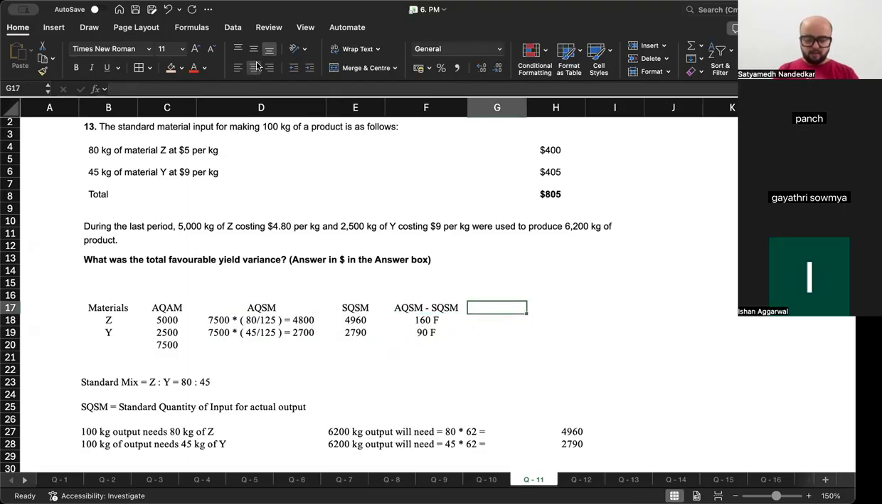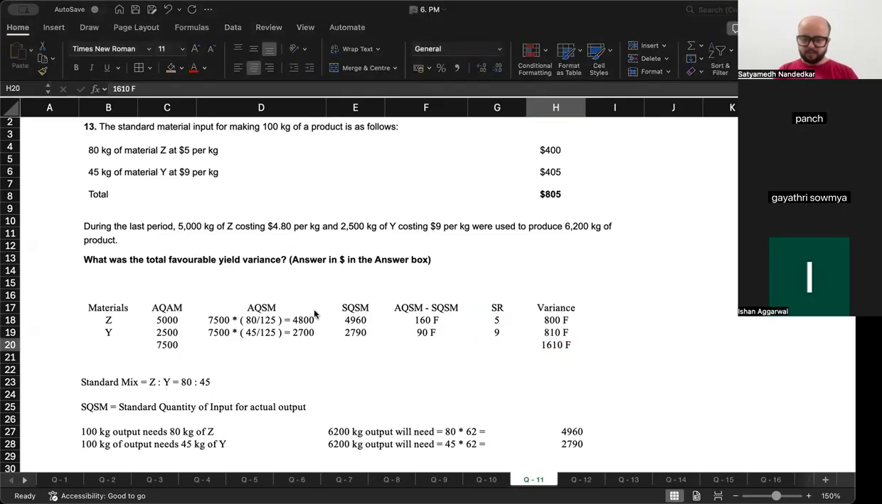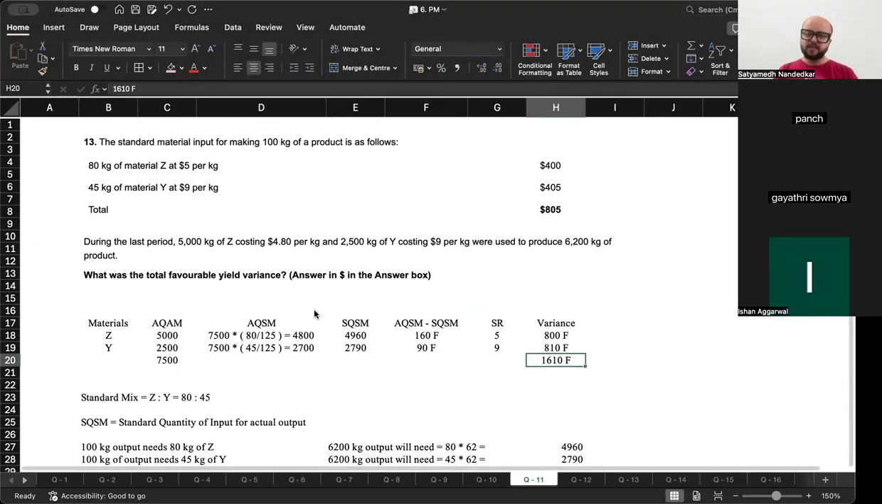Okay, and what is the variance then? For variance you will also need the standard rate. This is 5 and this is 9. How will your variance come? Your variance will be 160 into 5, 800 favorable. 90 into 9, 810 favorable. 1610 favorable. Correct? This is your answer.